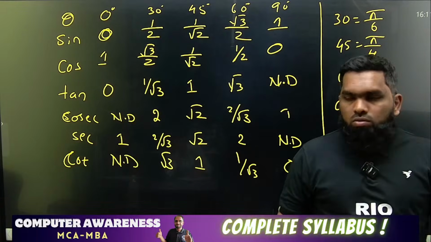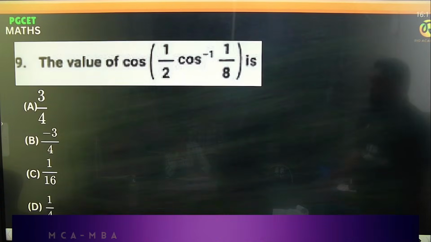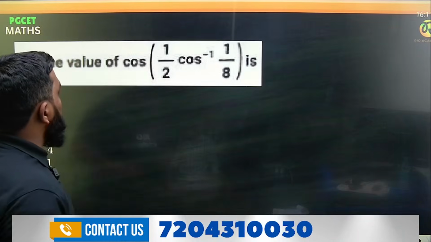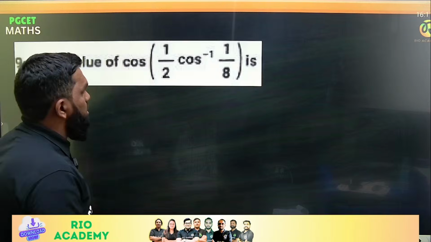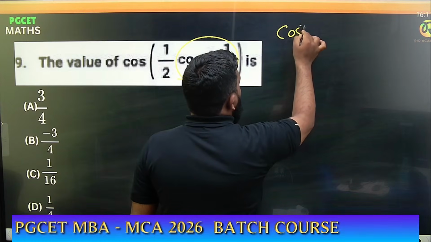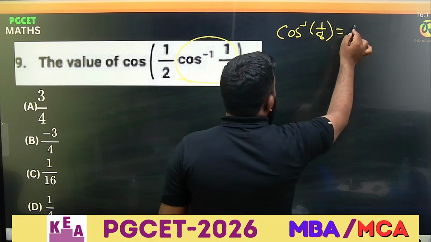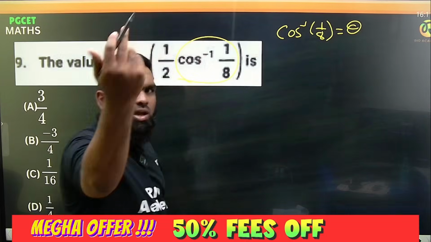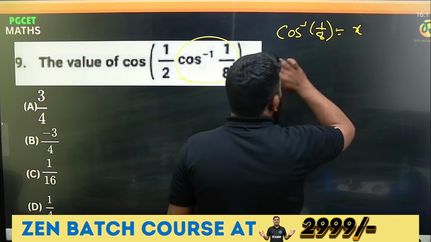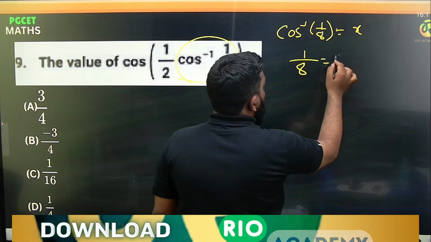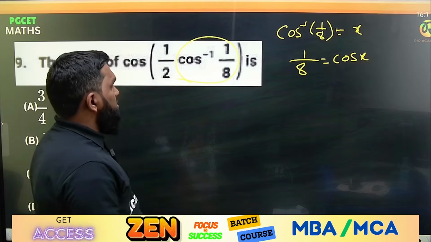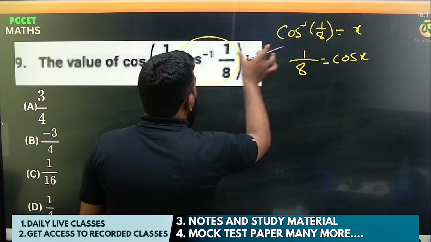Okay, we are going to move to the next one: the value of cos of 1/2 cos inverse of 1/8. First we find the value of cos inverse of 1/8. Take it as x; you can take anything. So cos inverse of 1/8 equals x, which means cos x is 1/8.